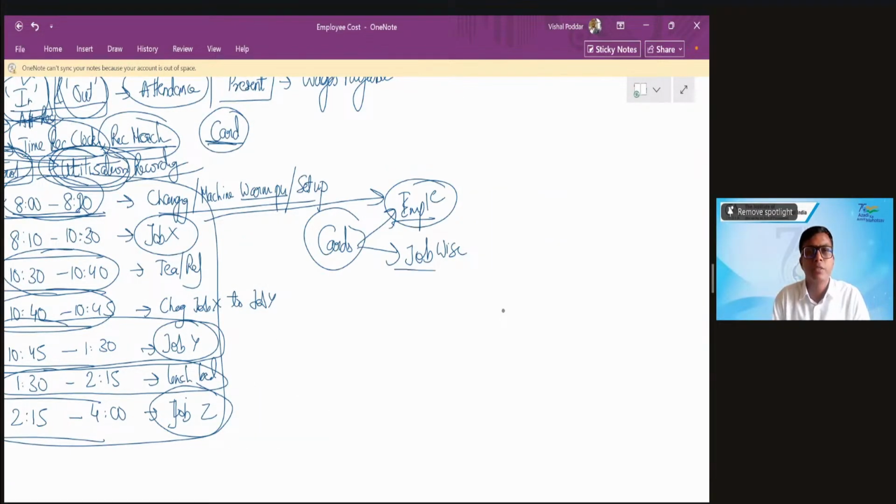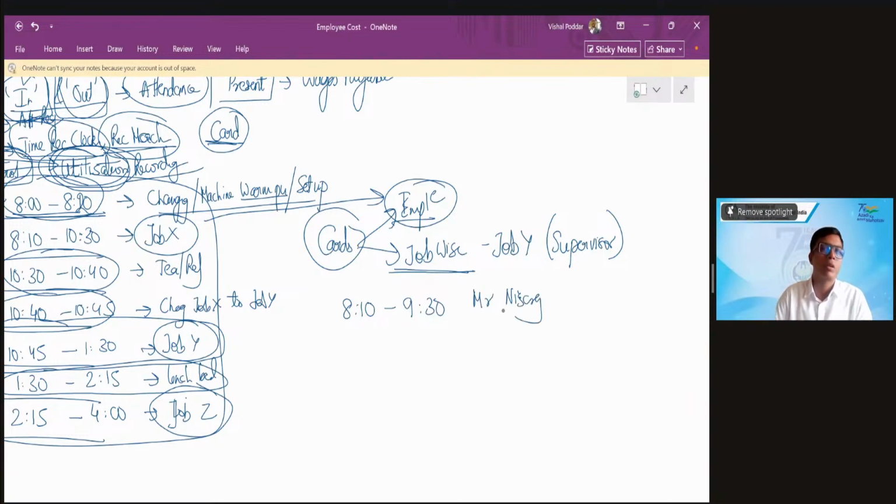As against this, there can be a job-wise card. So let us say this is the card for job Y. Now, who is going to maintain this card? It is maintained by the supervisor of that job. He will start reporting, let us say from 8:10 to 9:30, Mr. Nisarg has worked on this job. Then from 9:30 to 10:45, let us say Miss Divya has worked on this job. 10:45 to 1:30, let us say Mr. Vishal has worked on this job.